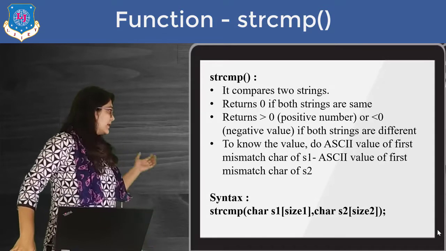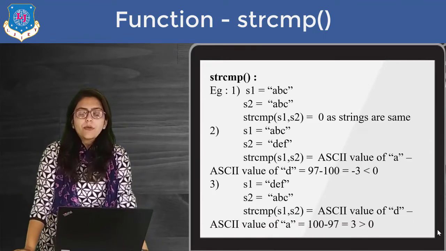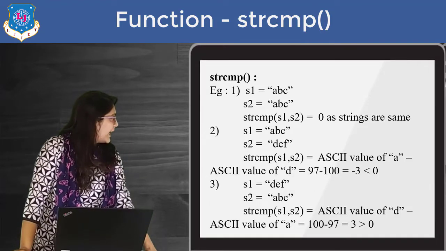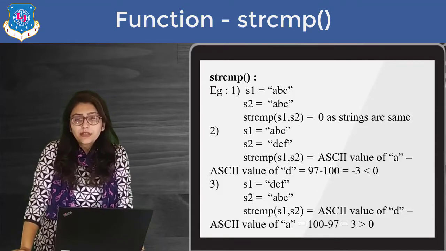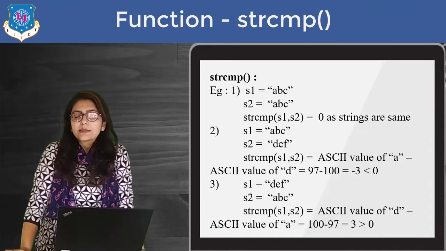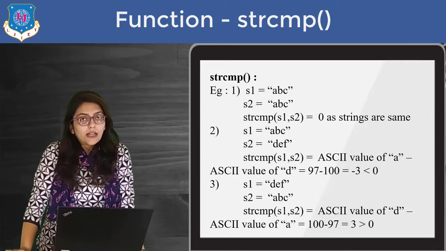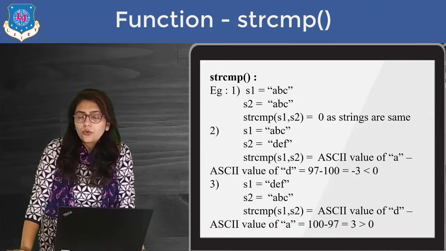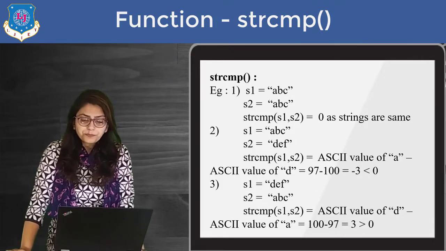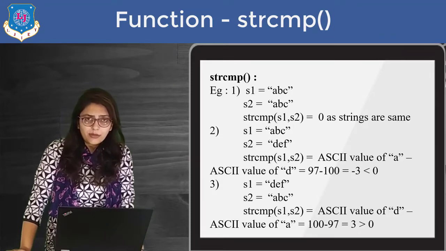Now you can see the syntax over here. We are going to perform the program later, so don't worry about it. Here I have given some examples. In our first example, as you can see, we have taken the strings ABC. Make sure that you know that C is a case sensitive language. So capital ABC and small abc are different strings because they have different ASCII values. If you don't know about ASCII values, just go through my video lecture about character constants. Now S1 has the value ABC and S2 also has the similar value ABC.